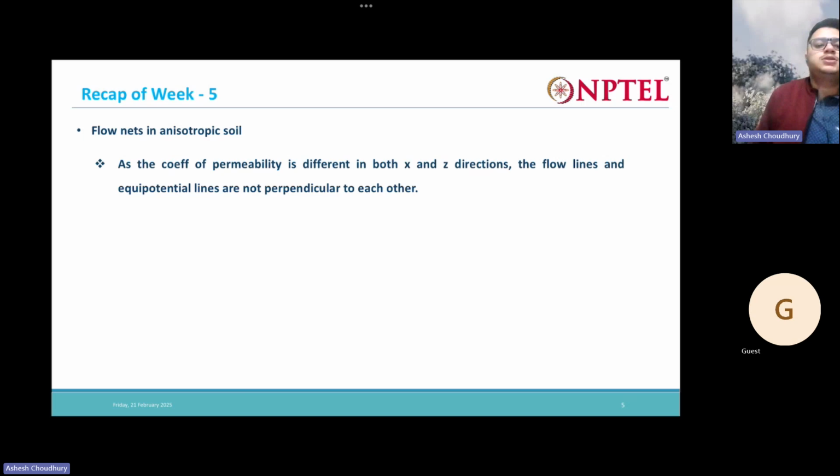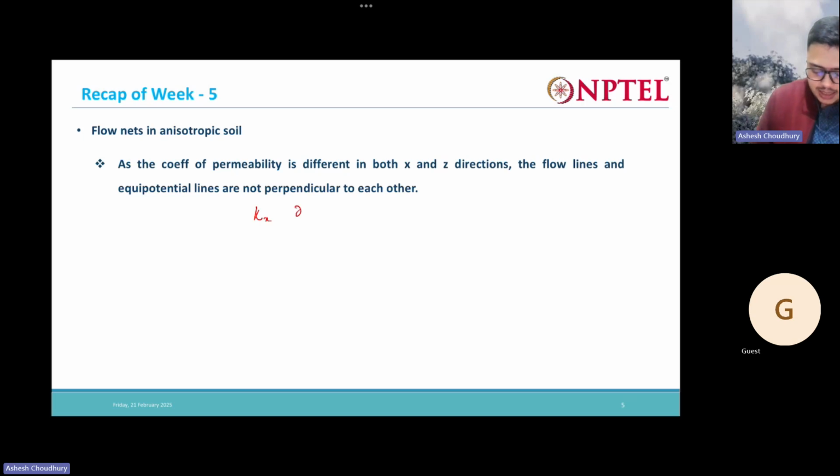Now, flow nets in anisotropic soil. So, what do you mean by anisotropic soil? Anisotropic soil means the coefficient of permeability or the hydraulic conductivity is different in the x direction and z direction. In both these directions, the hydraulic conductivity is different. So that is the anisotropic behavior of the soil. In that case, what happens? The flow lines and equipotential lines are not perpendicular to each other.